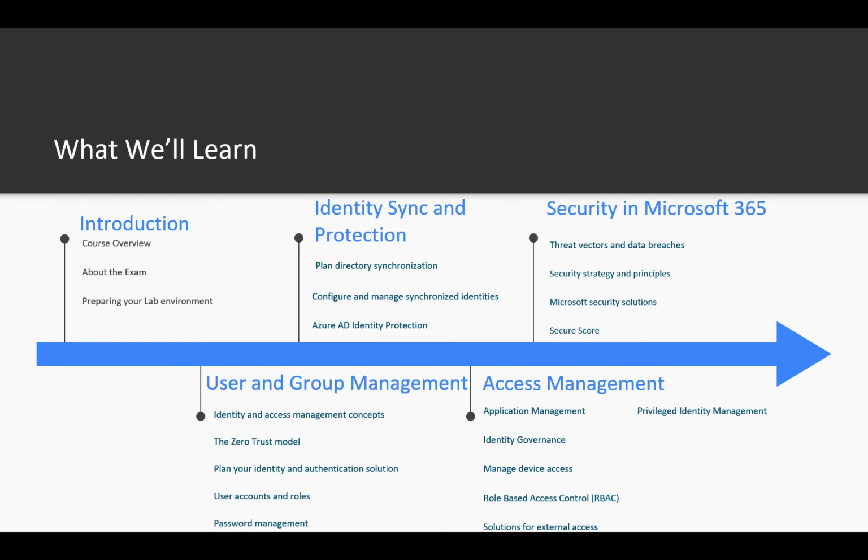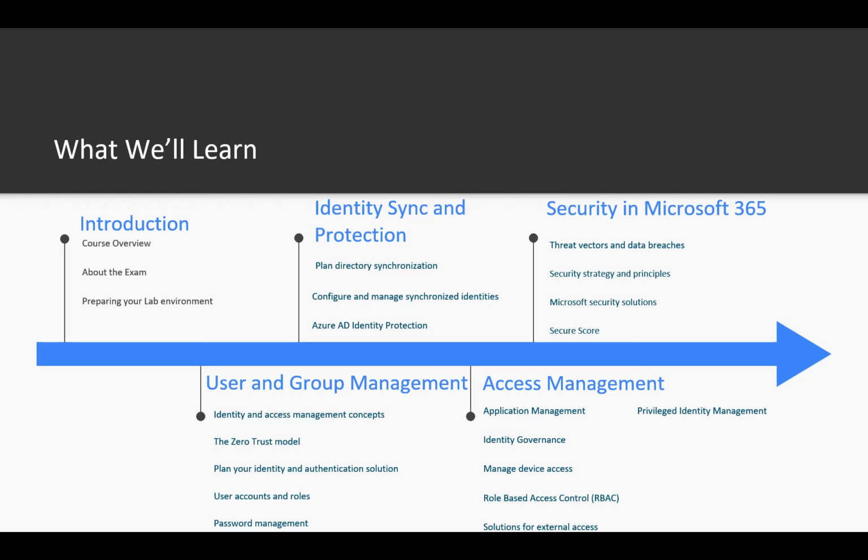So in the first section, this is the introduction section, so this is not numbered because actually the course starts with section 1, which is user and group management. So in the introduction section, we will have a course overview. This is the actual lesson for the course overview. Then we'll discuss in the next lesson about the exam. And then we'll have a lesson on preparing your lab environment to be able to follow along with the demonstration and to be able to complete the labs, the hands-on labs that are available at the end of each section in the course.